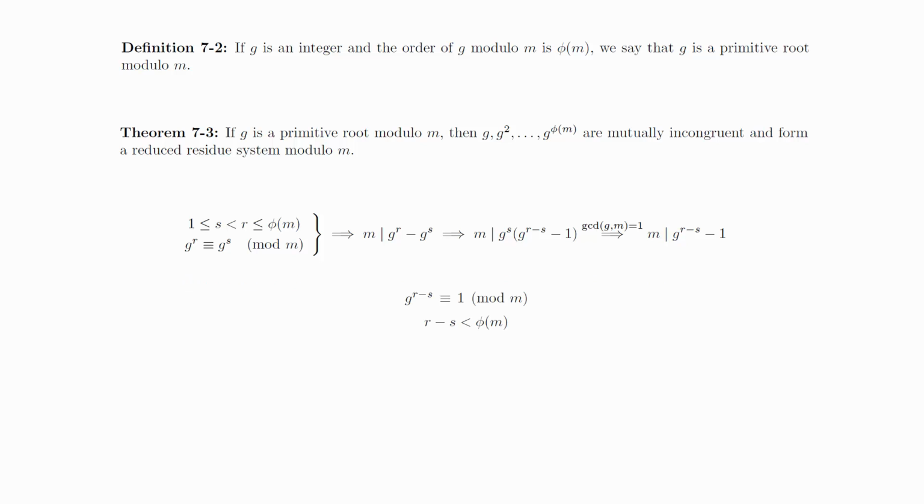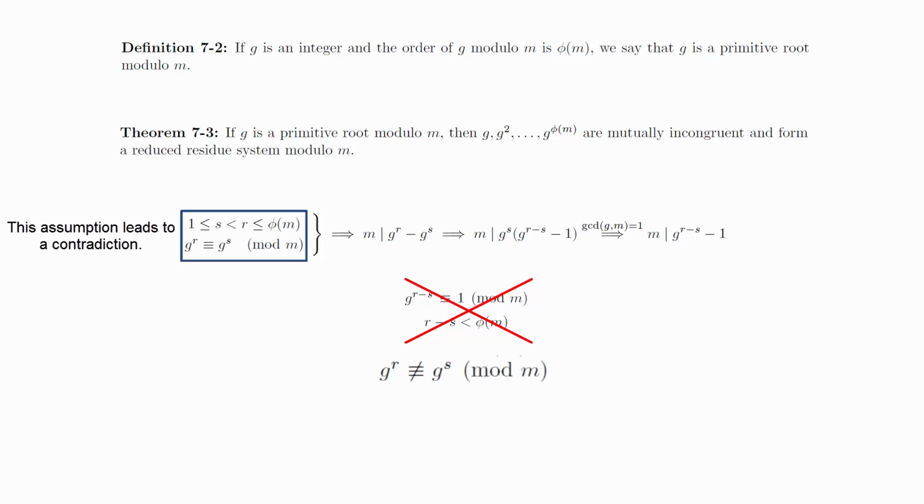But this means that r minus s is a positive integer less than phi of m, such that g to the r minus s is congruent to 1 modulo m. This is impossible since the order of g is phi of m. Therefore, g to the r is not congruent to g to the s modulo m, and the listed elements are mutually incongruent. And since we have exactly the number we need, we must have a reduced residue system modulo m.